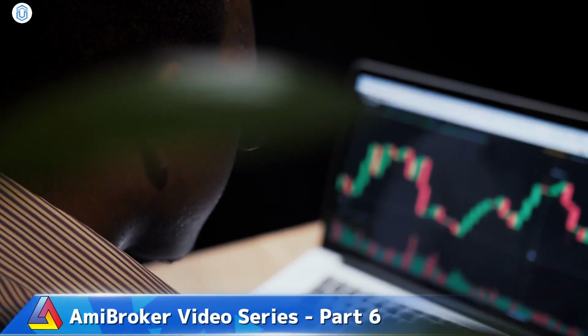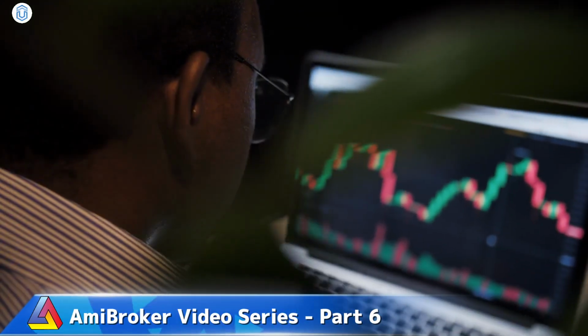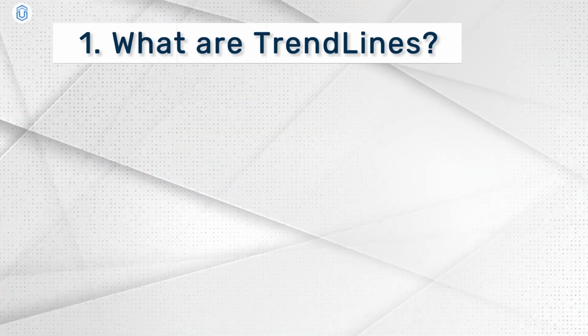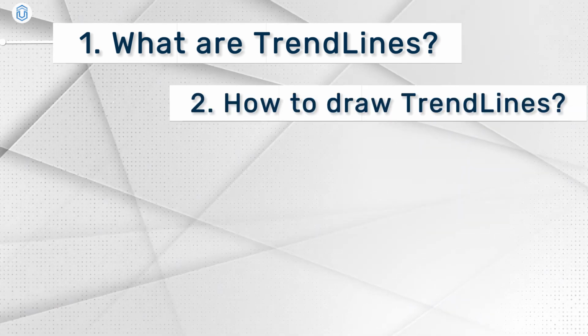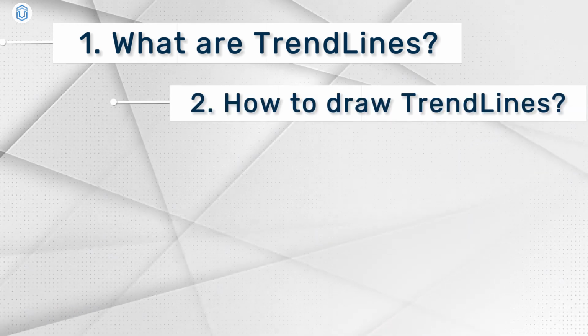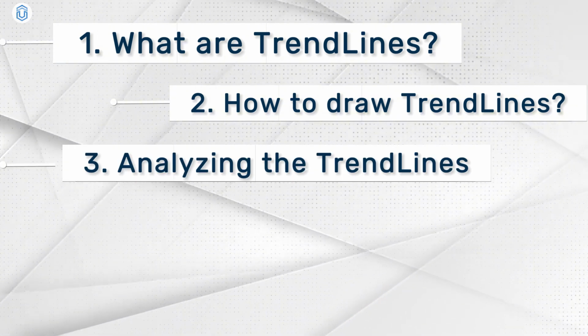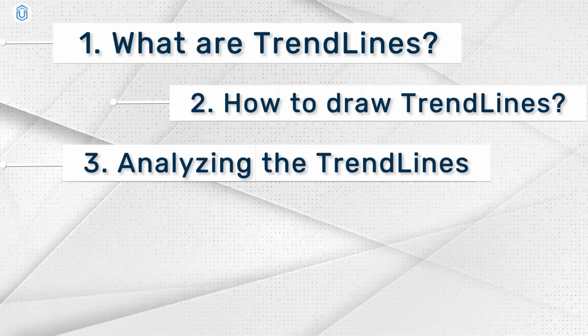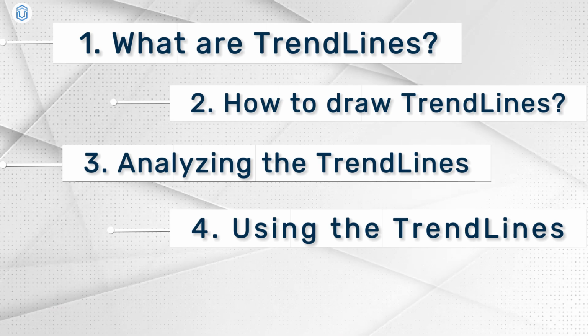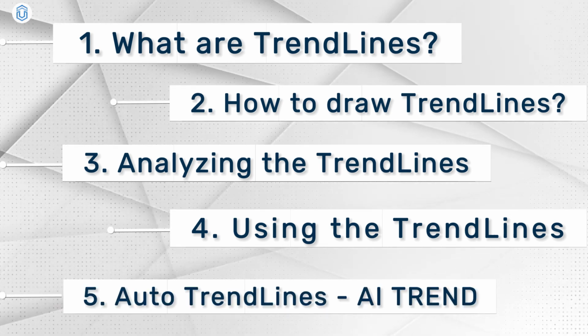It helps you to see the market directions and make a better trading decision. So let's get started. Under this topic, we'll cover what are the trend lines, second, how to draw trend lines in AmiBroker, third, analyzing the trend lines, fourth, using the trend lines in trading, and the last one is AI trend lines.